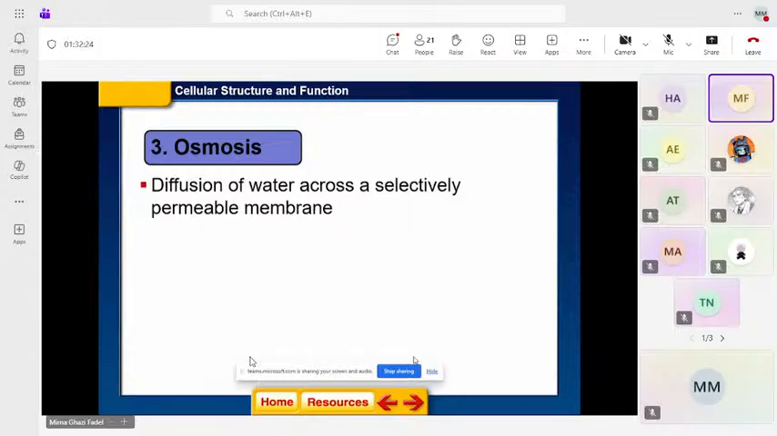Osmosis and diffusion are the same. They don't need transport protein, Miss. They just move the particles from high to low concentration without transport protein, but that particle should be water. Osmosis talks only about water. Water moving from this area to that area.